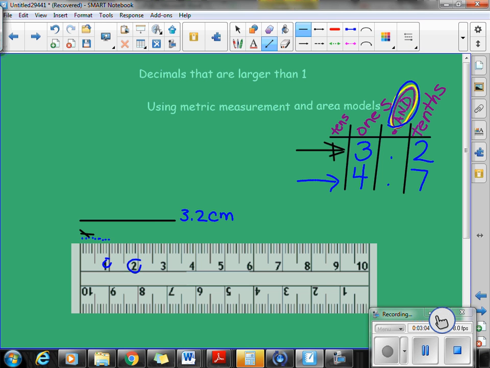Again, I'm going to start at 0, and I'm going to go all the way to 4 whole centimeters, and then another 7. So I know the middle one is 5, and I'm going to stop at 7. And then, of course, I'm going to label this line 4 and 7 tenths of a centimeter. 4 whole centimeters and 7 tenths. So that right there is the measuring part, or using the metric ruler.